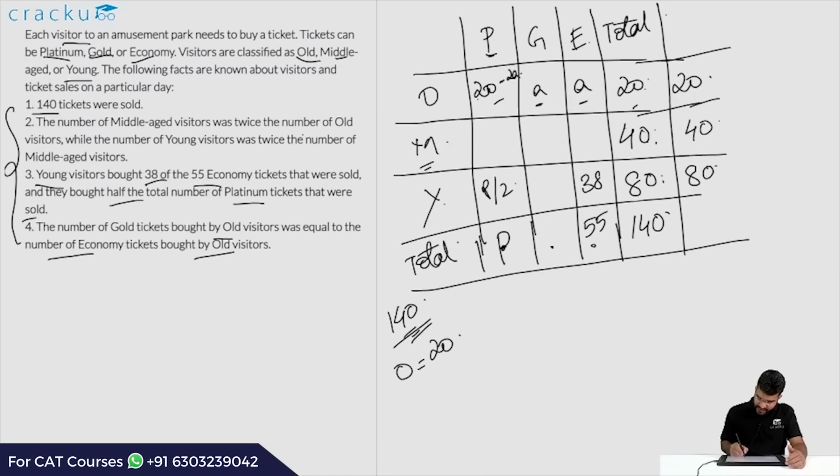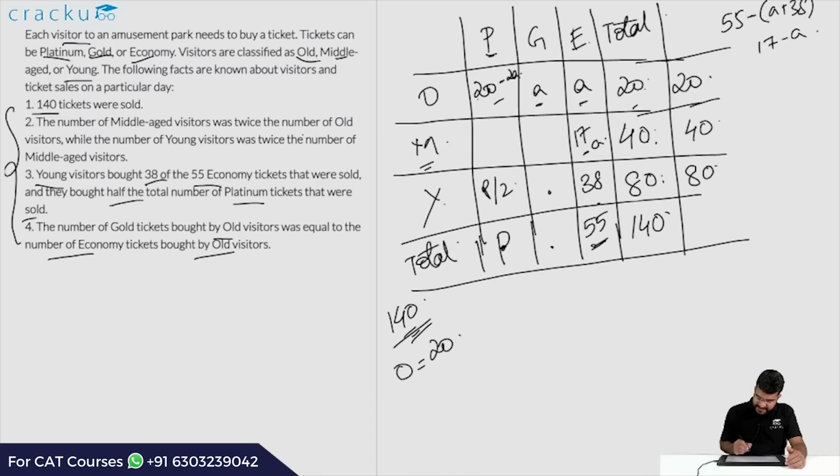Similarly, because the total number of economy tickets bought is 55 and young people have bought 38 and old people have bought A, the number of middle-aged economy tickets sold is 17 minus A. Why is this 17 minus A? It is 17 minus A because it is 55 minus (A plus 38). If you simplify, this becomes 17 minus A.